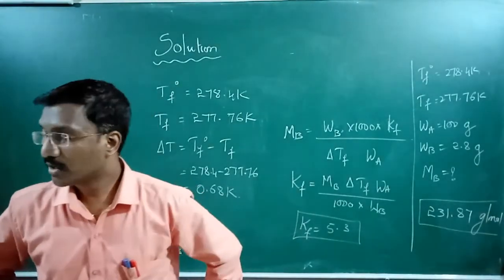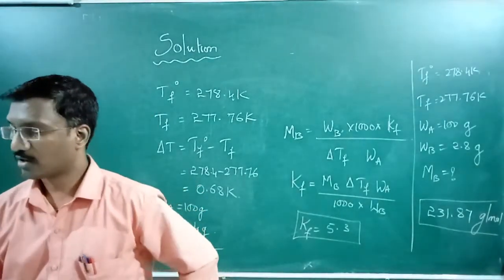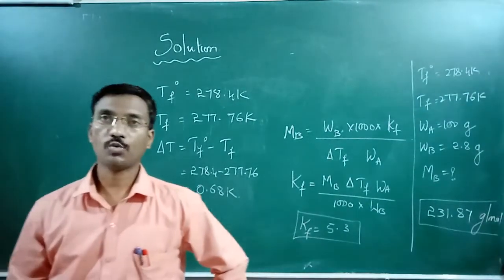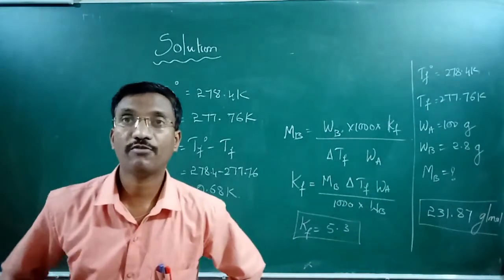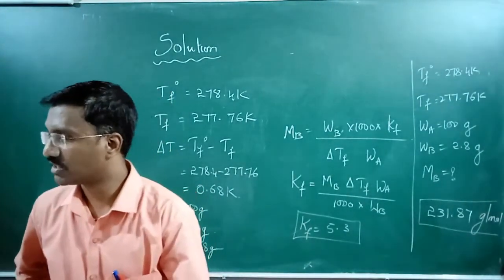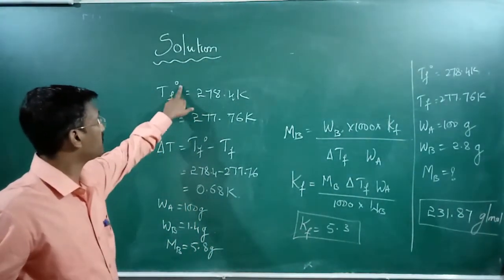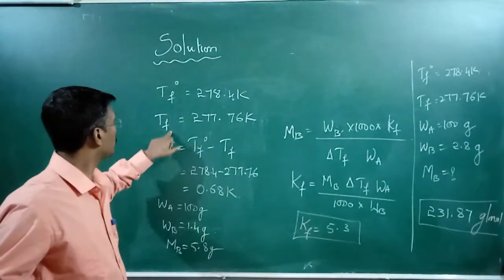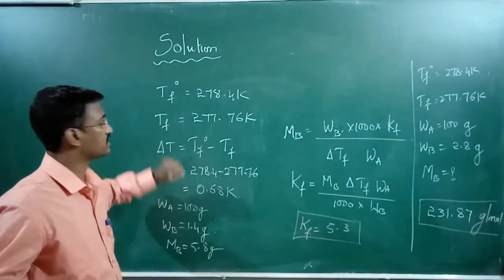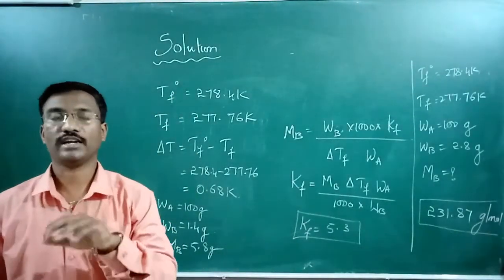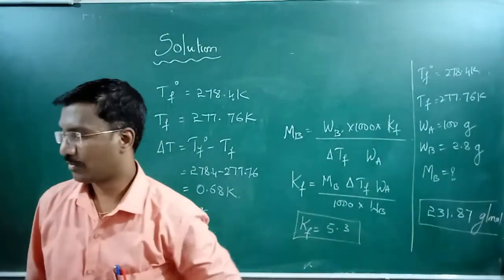Means pure benzene freezing point, they have given. Pure is nothing but, we are calling that as delta TF naught. TF naught is nothing but here benzene, that is 278.4. Here I have written naught indicates the pure solvent, and without zero, that is TF, indicates the freezing point of the solution. It is solute and solvent together.